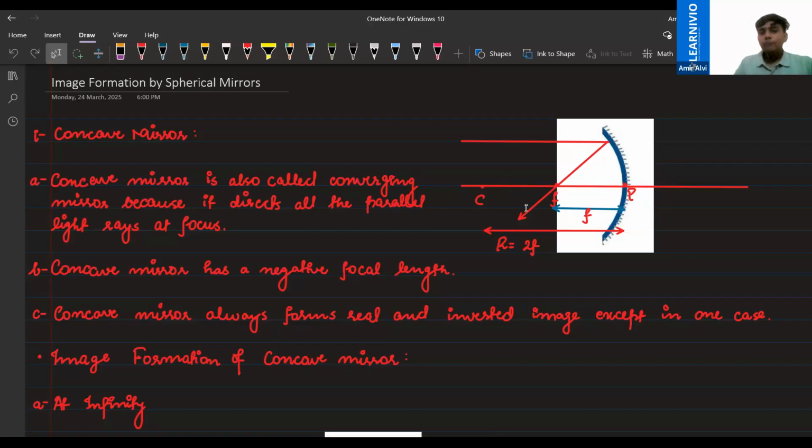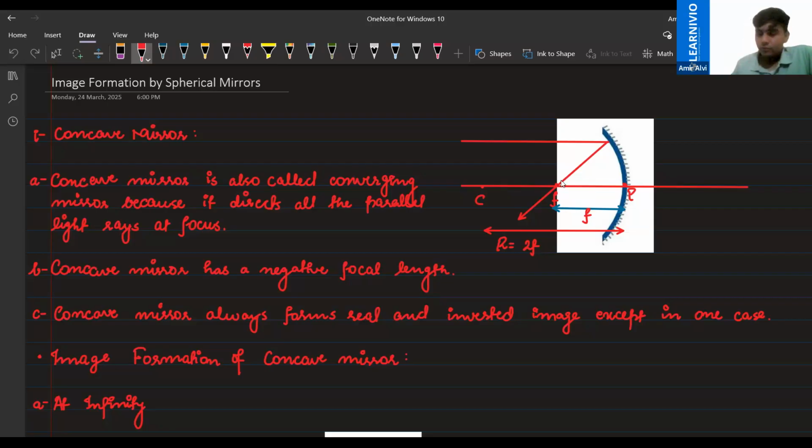Right. So a concave mirror is also called a converging mirror. Why converging mirror? Because when parallel rays hit the mirror, it converges the light rays. When the light rays are parallel, all the parallel light rays are pointed towards a single point. That is the focus. Clear? Yes, sir. Any doubt so far, Inan?